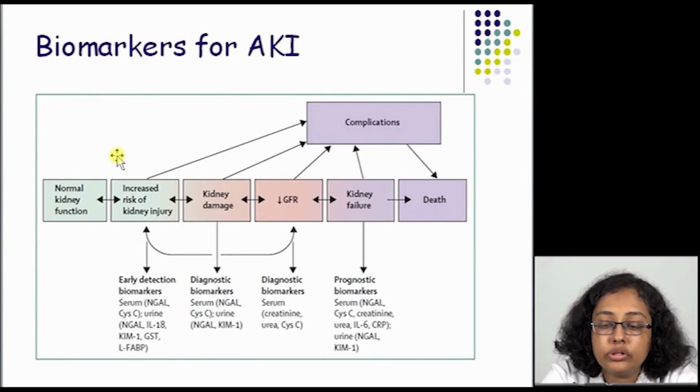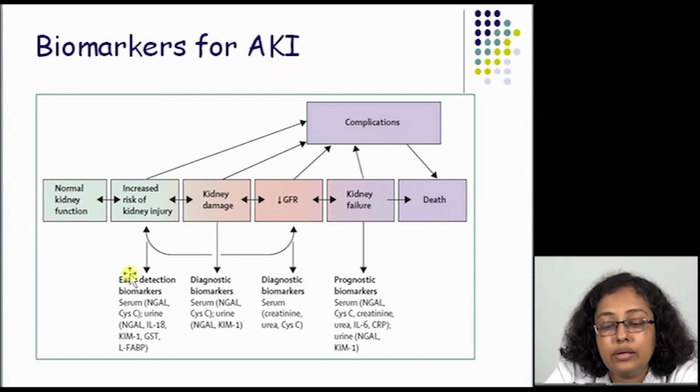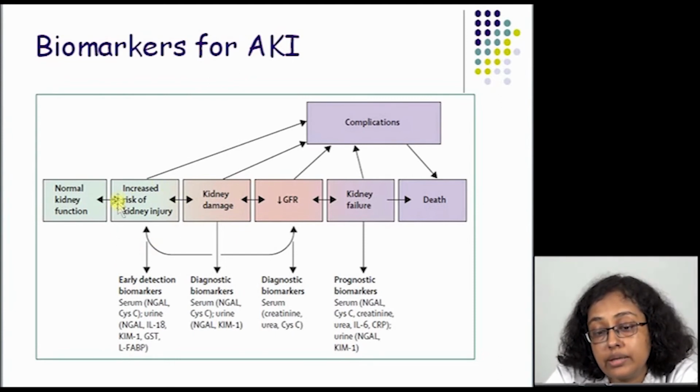Coming to biomarkers for acute renal failure, this is still experimental, though it is gaining popularity. Why is it gaining popularity? Because markers like NGAL or KIM1 can actually pick up a kidney injury even before the creatinine starts rising or the urine output starts decreasing or the GFR starts declining. And so you can intervene earlier.